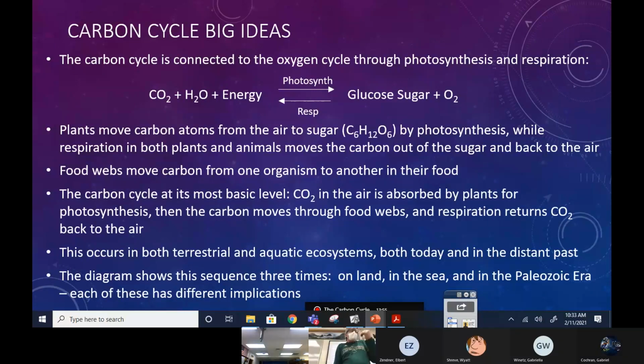The animal, maybe an herbivore, eats the plant, and then the carnivore eats the herbivore, right? They're getting energy, but they're also getting this carbon atom. Our bodies are mostly built of this carbon. We have lots of water in our bodies, but the actual structures of our body are made from carbon. So we need carbon in our food. That's how we get food.